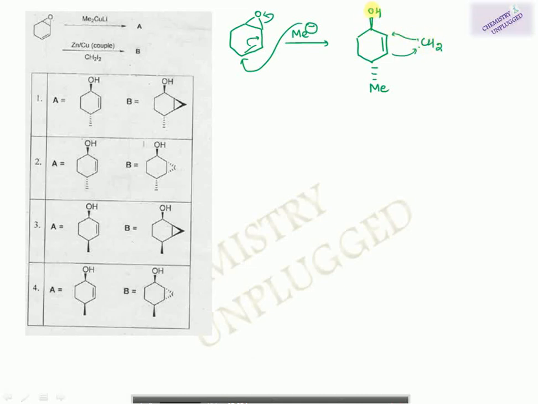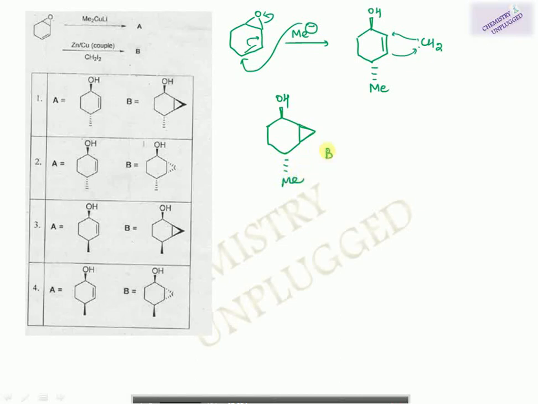If you have an OH group attached at this position, at the allylic position, then the attack of CH2 will be from the same side as OH. So you will get a product like this. This is also from the above-the-plane side. This will be product B. This is A. So it is in option 1, right?